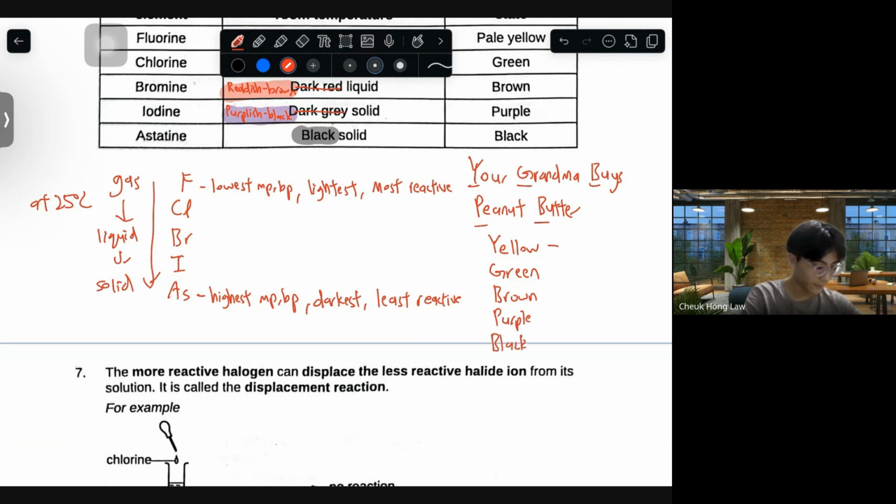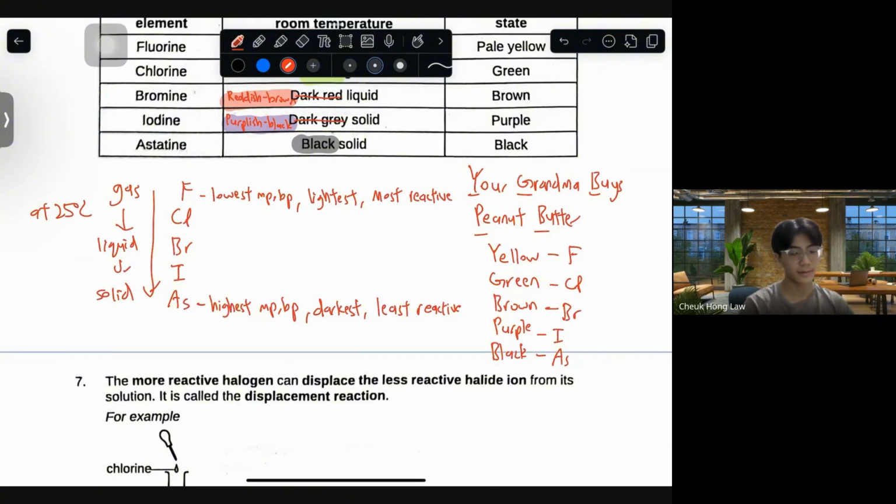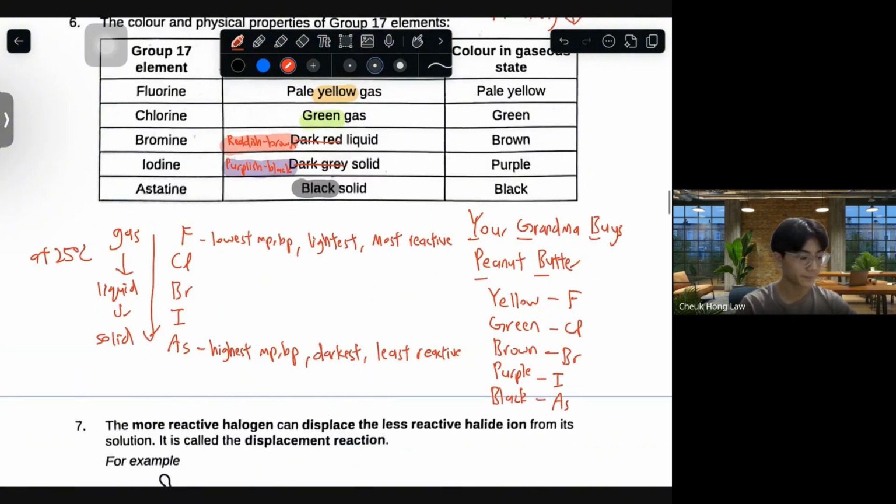So you have fluorine, chlorine, bromine, iodine, and astatine. In gaseous state, your fluorine is a pale yellow gas. Chlorine is a green gas, bromine is a brown gas, iodine is a purple gas, and astatine is a black gas. That's how I remember the colors of your group 17 elements in gaseous state.